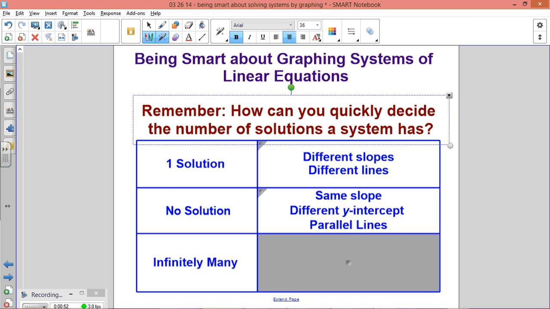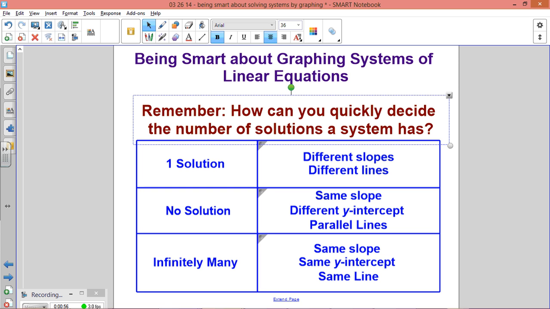And finally, to have infinitely many solutions, it means we're going to have both the same slope and the same y-intercept. And if you have the same slope and the same y-intercept, what you're really going to have is the same line. So you're going to have two lines that are actually the exact same line on top of each other, and that's why you'll have infinitely many solutions.